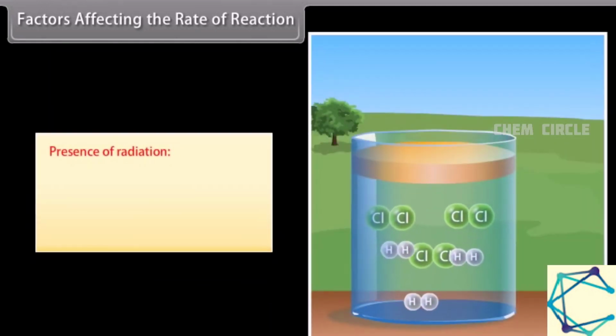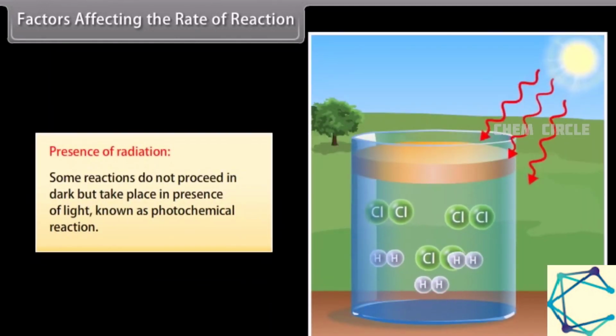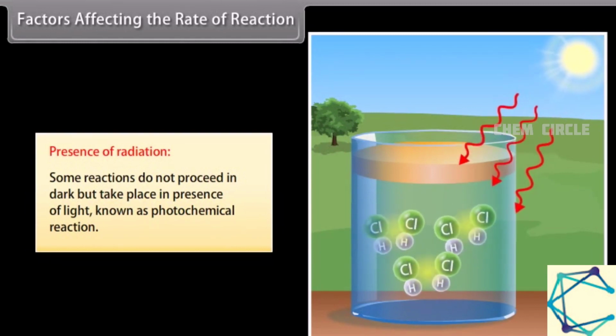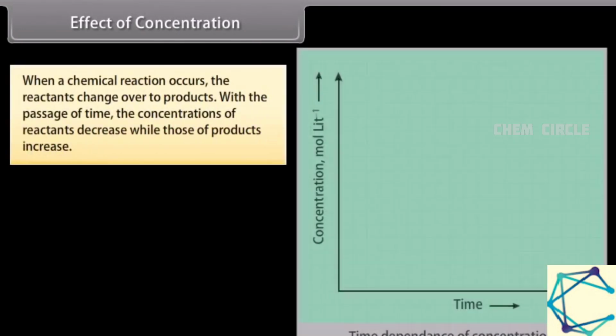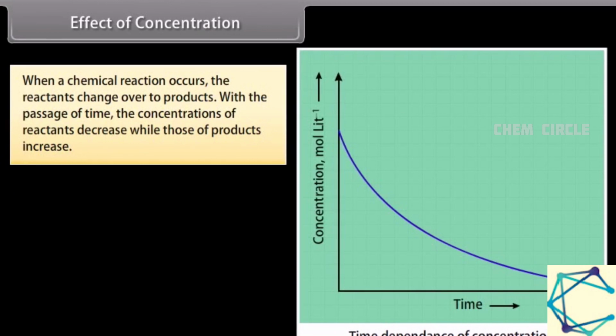Presence of radiation. Some reactions do not proceed in the dark but take place in the presence of light, known as photochemical reactions. Effect of concentration. When a chemical reaction occurs, the reactants change over to products. With the passage of time, the concentrations of reactants decrease while those of products increase.